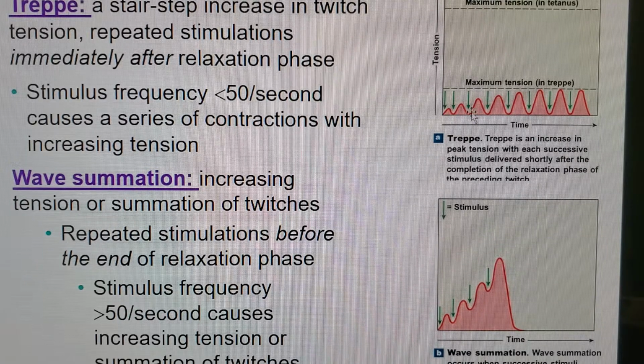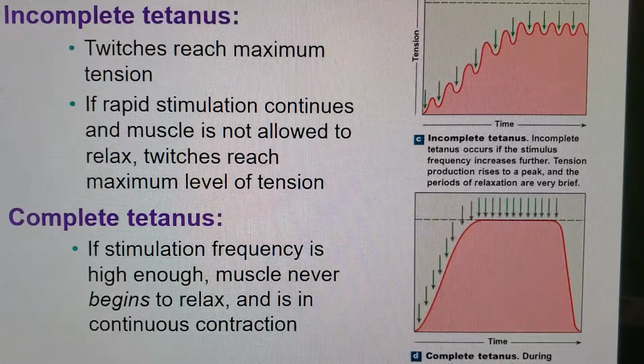So there's a stimulus and another stimulus and another stimulus, not a whole lot. Wave summation is greater and greater stimulation over time. And then incomplete tetanus, this is when the stimulus frequency increases and increases, and the periods of relaxation are very brief. Complete tetanus, this is when the frequency is so high that the relaxation phase is completely eliminated. Tension plateaus at maximum levels. There is no break.